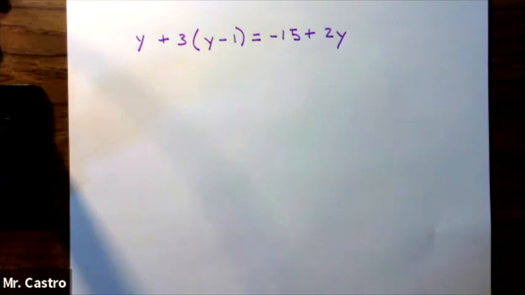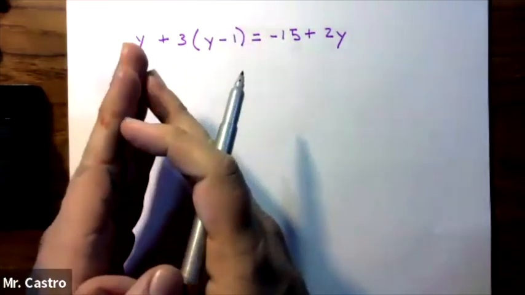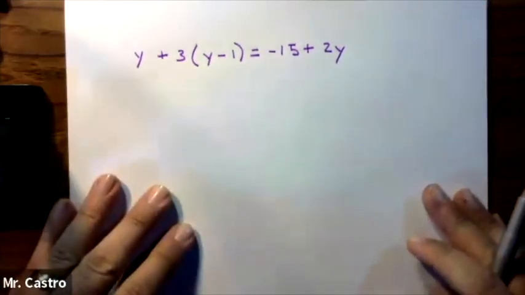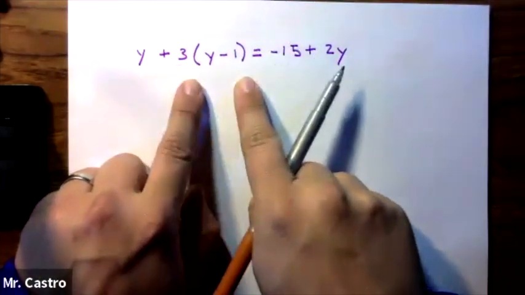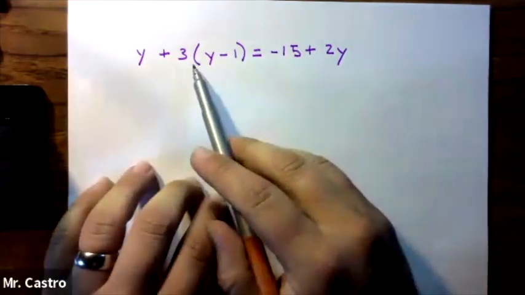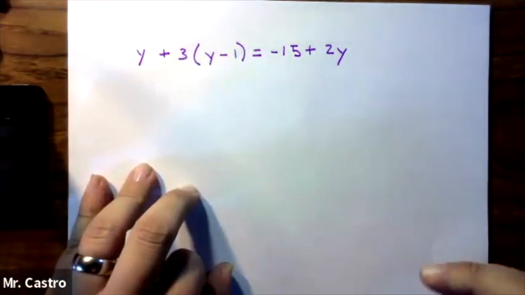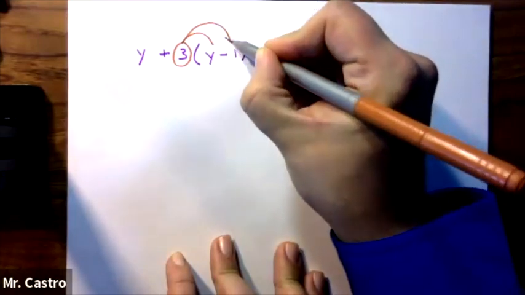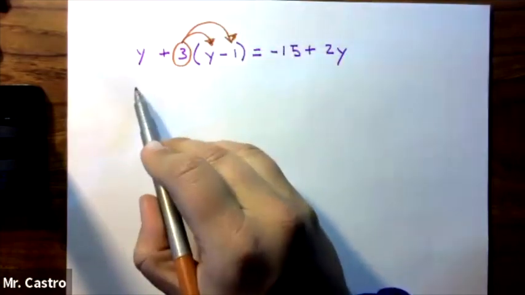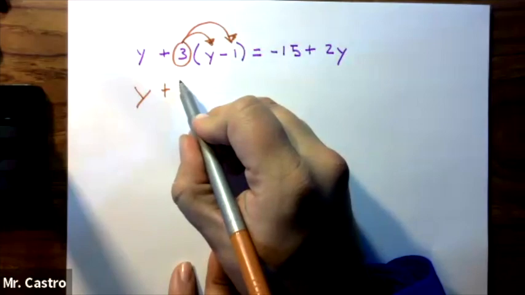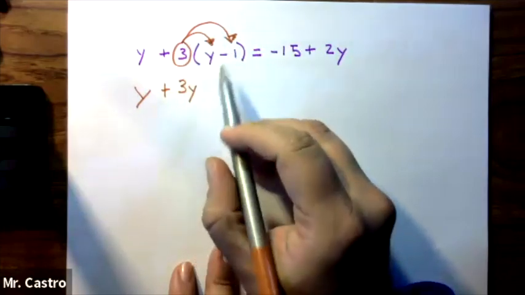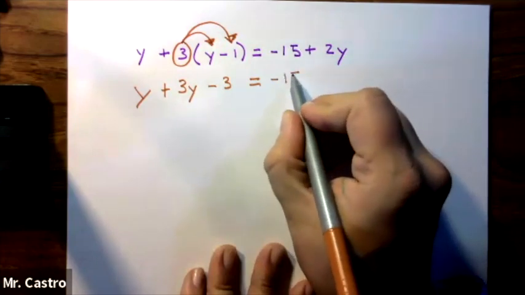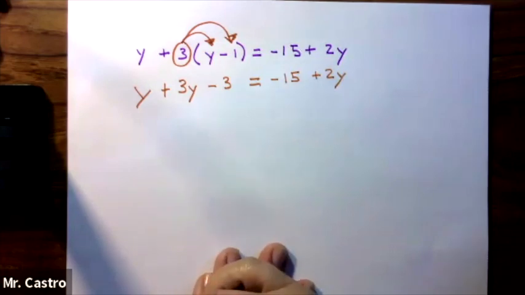All right, so in order to start moving all of my variables to one side, and I like to put them on the left, you don't have to, but that's just what I like to do, then all the numbers on the right. I could subtract 3 times the quantity y minus 1 and put it over here. But I can also drop these parentheses if I go ahead and multiply that 3 through. So that's what I like to do first. Let's take that 3 and multiply that through. So we have y plus 3 times y is 3y, and then 3 times negative 1 is minus 3. And that's equal to negative 15 plus 2y.